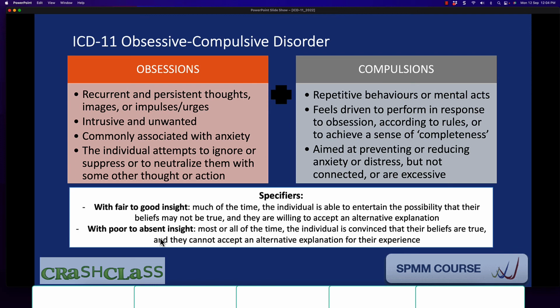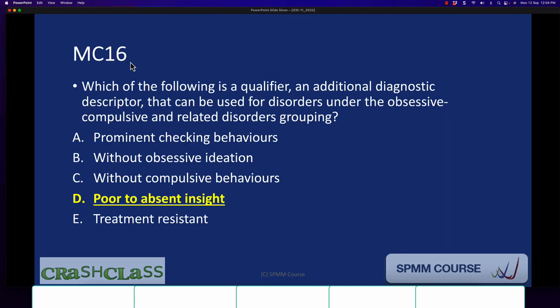The poor to absent insight qualifier can be used when an individual's obsessive cognitions are so intense as to be almost delusional in nature, but they are consistent with the existing obsessive compulsive or related disorder diagnosis. Question number 16. The answer is D. Poor to absent insight is a qualifier, an additional diagnostic descriptor that can be used for disorders under the obsessive compulsive and related disorders grouping.